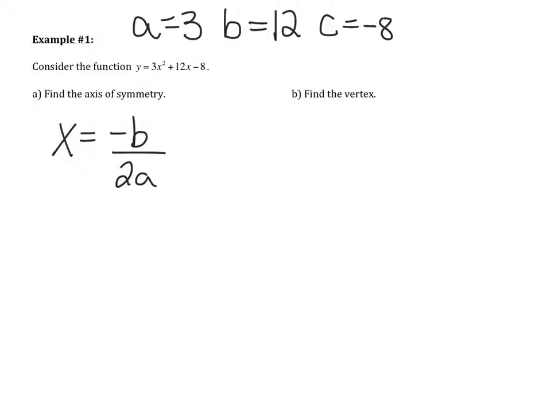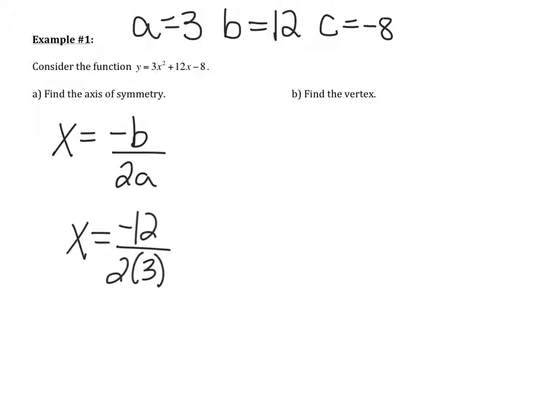So I would have x equals, remember, think of this as the opposite of b, so the opposite of 12 is negative 12, over 2 times 3. Now, when we've done this in the past, kids get too reliant on their calculators. They type in negative 12 divided by 2 times 3 in their calculator, and they don't get the right answer because you need to take 2 times 3 first and then take negative 12 divided by that.